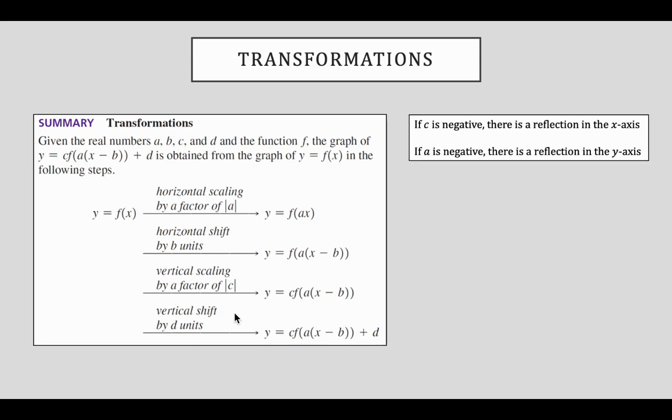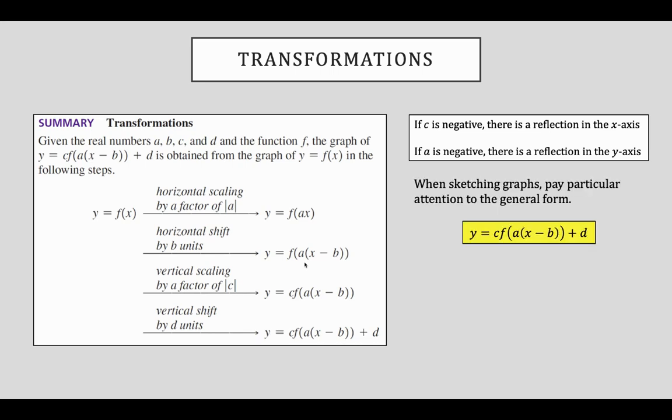Remember, if c is negative, then there is going to be a reflection in the x-axis. That is the constant multiple that comes in front of the parent function. If a is negative, that's the constant multiple inside of the parent function in front of the x, there is a reflection in the y-axis. So remember this general form and make sure you are taking the time to identify what each one of these constants is so you can get the proper transformation.